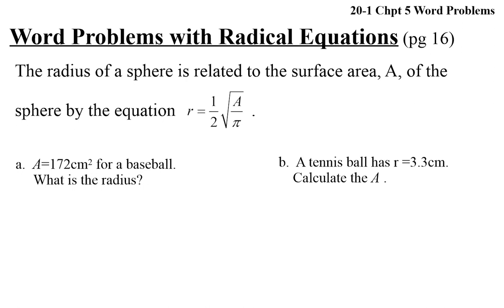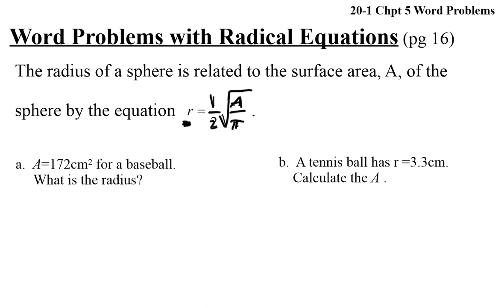Well, as the math becomes more complicated, the word problems sometimes get less complicated. Now, if you take a look in the booklet on page 16, here it talks about how the radius of a sphere is related to the surface area of the sphere. The radius of a sphere, of any ball, round, globe object, is equal to 1/2 the square root of the surface area divided by pi. It's a formula, it gets given to you.